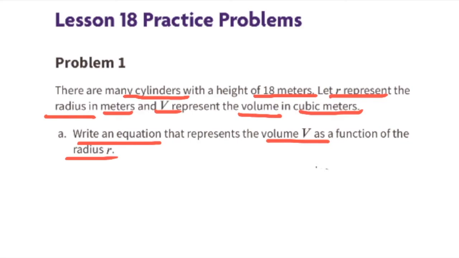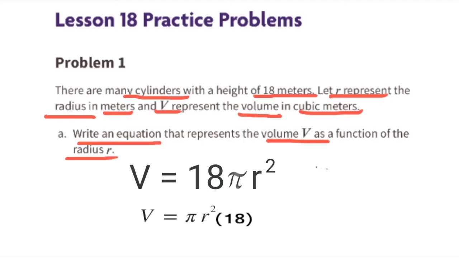A. Write an equation that represents the volume, V, as a function of the radius, R. We can start out using the formula for finding the volume of a cylinder. V equals pi times R squared times height. Since we're talking about cylinders with a height of 18 meters, we can substitute the h with an 18. We can also rewrite this as V equals 18 times pi times R squared, or V equals 18 pi R squared.